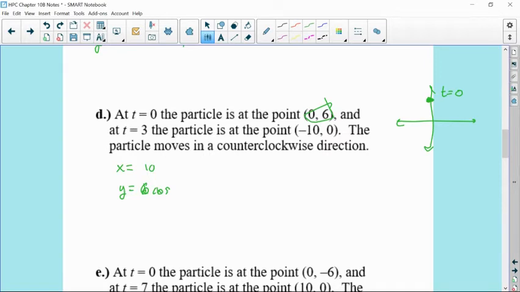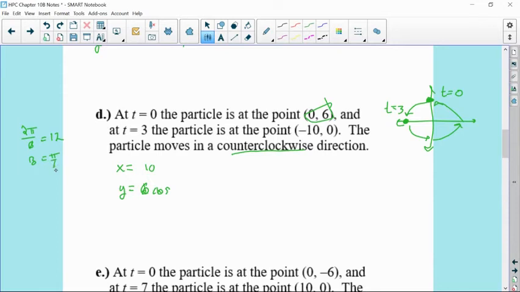Okay, at time equals 3, the particle is at the point (-10, 0). So we're right here at time equals 3. And it does say we are moving in a counterclockwise direction. So we're going in this direction. So it took me 3 seconds to get there. It'll take me 3 more seconds. So that's 6, and that's 9, and then that's 12. So 2 pi over b is going to give us a period of 12, which means b should be pi over 6.